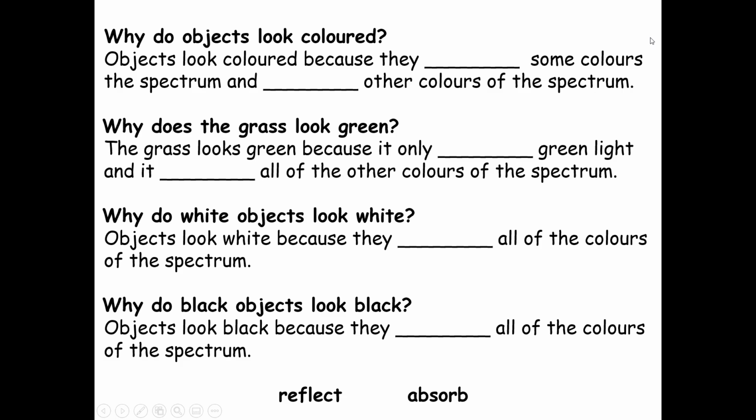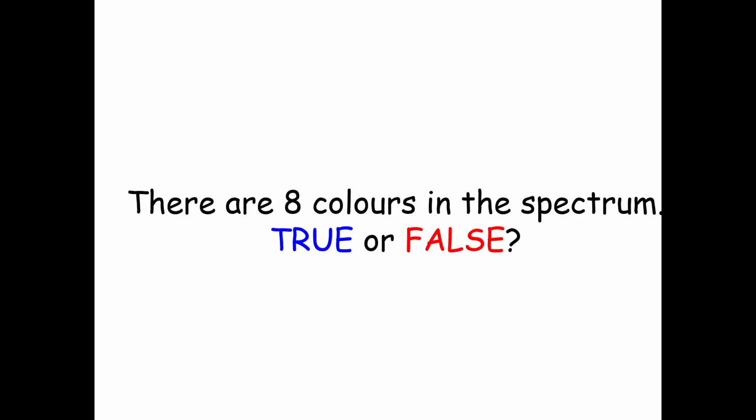So objects look coloured because they reflect some colours of the spectrum and absorb other colours of the spectrum. Actually, it wouldn't matter which way around you get the words there, but from now on it would do. So the grass looks green because it only reflects green light and it absorbs all of the other colours of the spectrum. Objects look white because they reflect all of the colours of the spectrum.